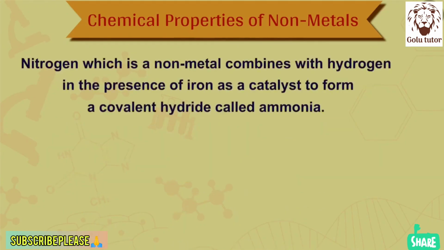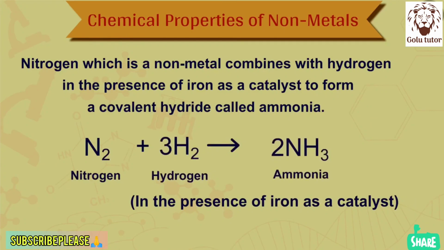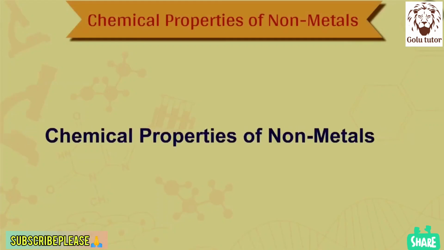Let us take one more example. Nitrogen, which is a nonmetal, combines with hydrogen in the presence of iron as a catalyst to form a covalent hydride called ammonia. Friends, in this video, we studied the chemical properties of nonmetals.